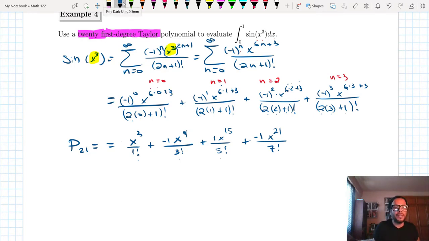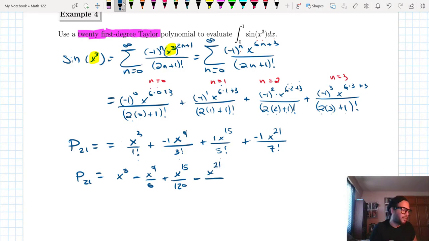Let me simplify that. P21 is x cubed minus x to the 9 over 3 factorial, which is 6, plus x to the 15 divided by 5 factorial, which is 120, minus x to the 21st power over 7 factorial, which is 5,040. Big number.